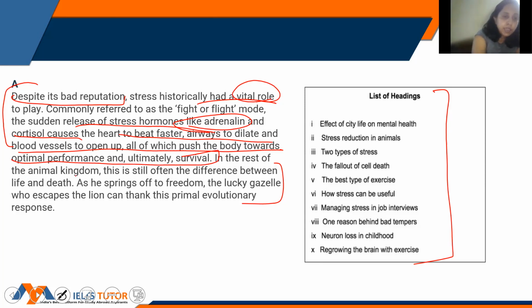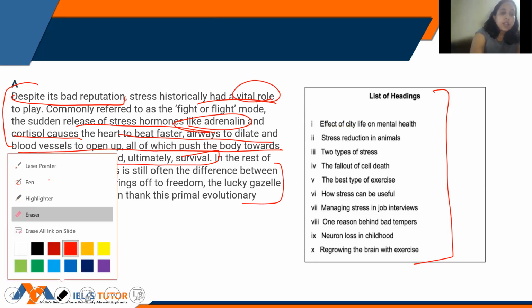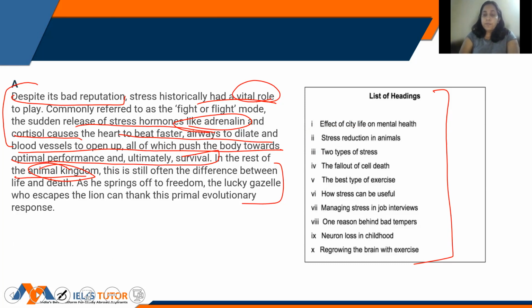Here is the word animal kingdom. In the rest of the animal kingdom, this is still often the difference between life and death. Now, this word, animal kingdom, will take us here. But this is just part of the explanation. The whole paragraph is not on animals, right? So we will not choose this as an option. What are they talking about? Vital role. How stress can be useful.